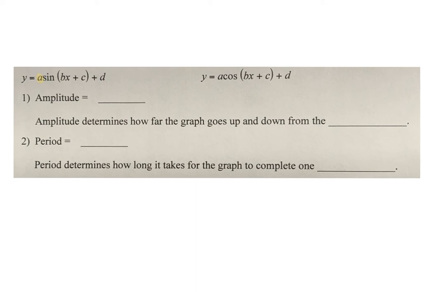So when we had just y equals sine of theta, the number in front of sine was 1, and that was my amplitude. All right? And so for your sine and cosine functions, your amplitude will always be represented by the letter A. And it determines how far the graph goes up and down from the midline. This is what we call the middle of our graph, the midline. All right? The midline.